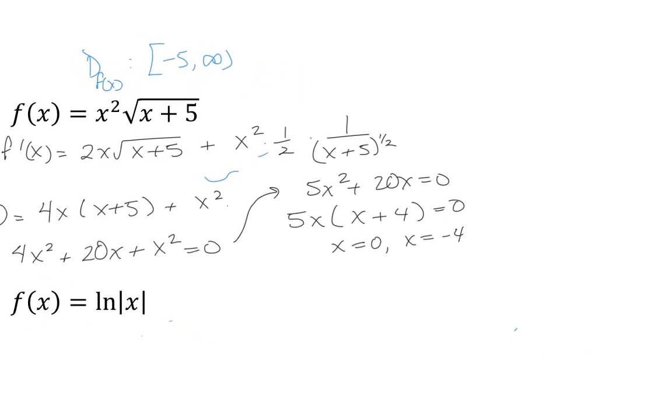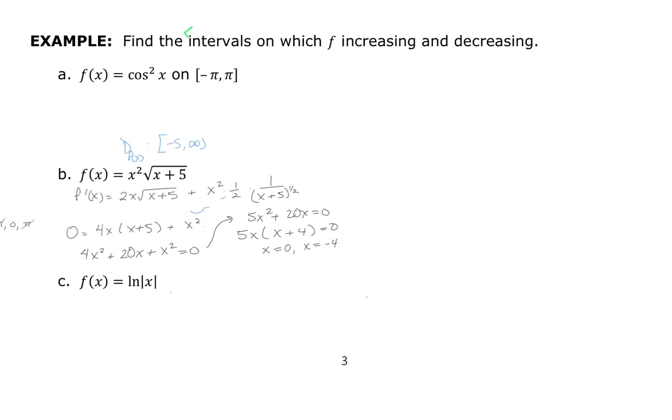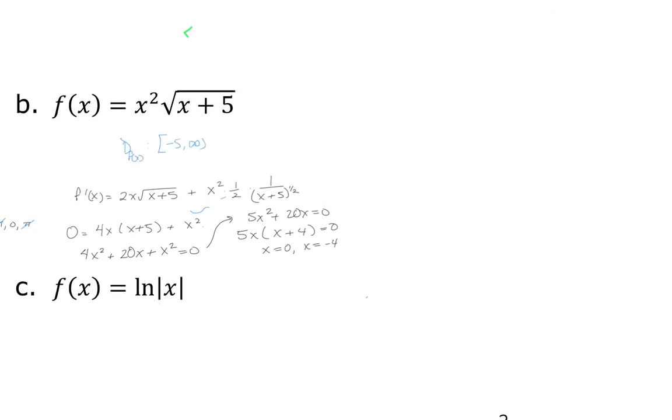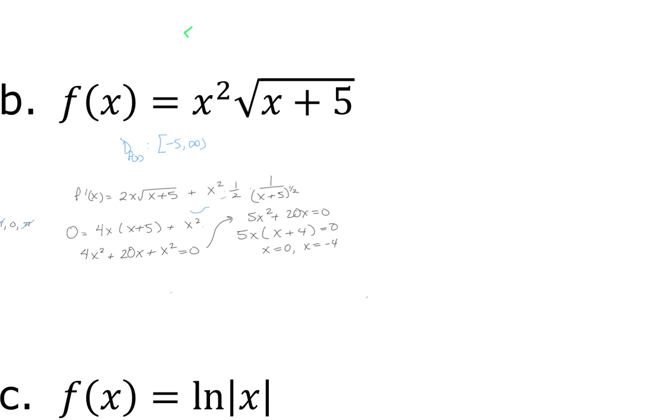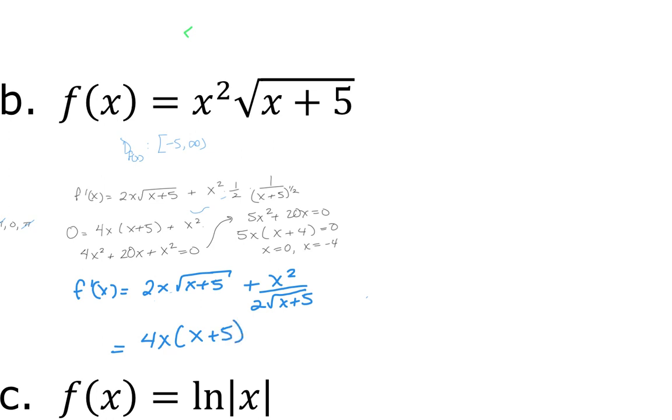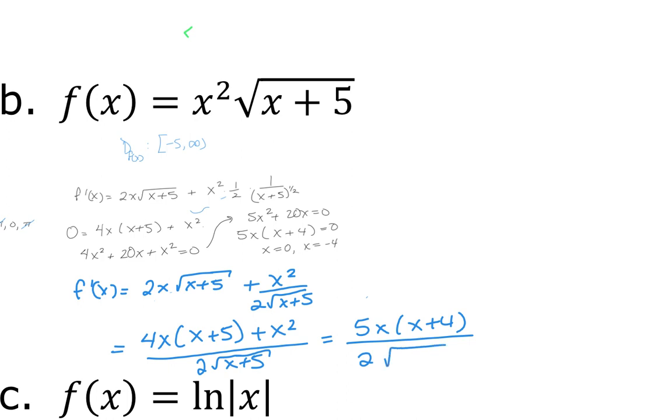Now, I kind of just sidestepped part of this, and I didn't worry too much about the simplification before I jumped right into finding my critical points. So let's now go back to the simplification. So I have f prime of x. This is going to be equal to 2x, the square root of x plus 5, plus x squared over 2 times the square root of x plus 5. This is going to be equal to 4x, x plus 5, plus x squared over 2 times the square root of x plus 5. So this is going to give me 5x, x plus 4, all over 2 times the square root of x plus 5.